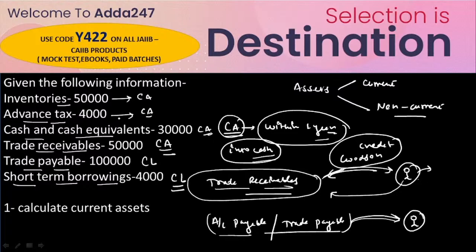Inventories are a current asset. Advance tax or prepaid expenses are considered a current asset. Cash and cash equivalents are considered a current asset. Trade receivables, account receivables, that means the payment the company is going to receive from its debtors, are known as trade receivables. And the opposite of that, trade payable, is the amount the company has to pay to its creditors. Short-term borrowing or short-term loan is also considered a current liability.